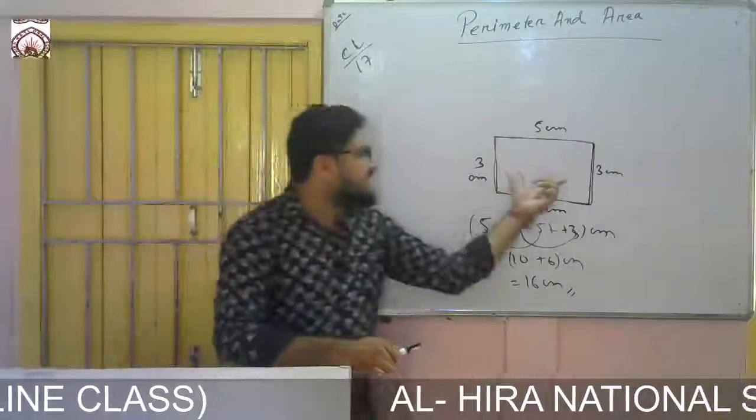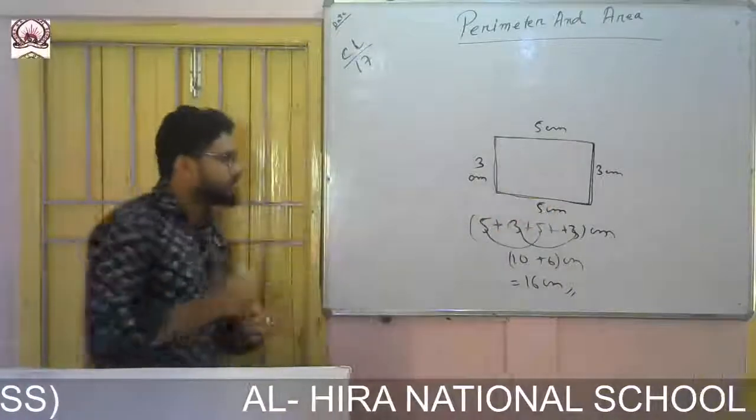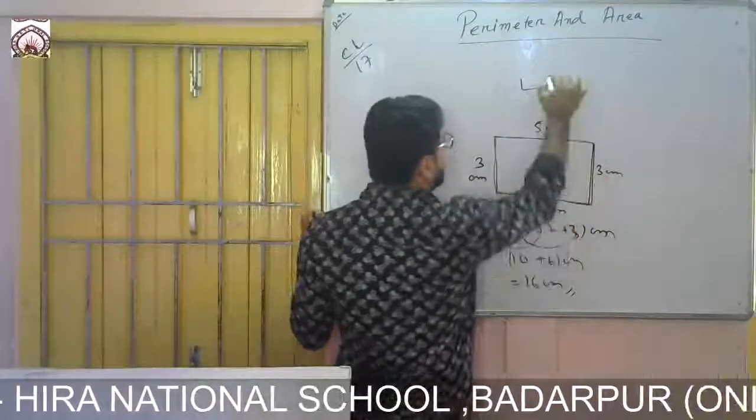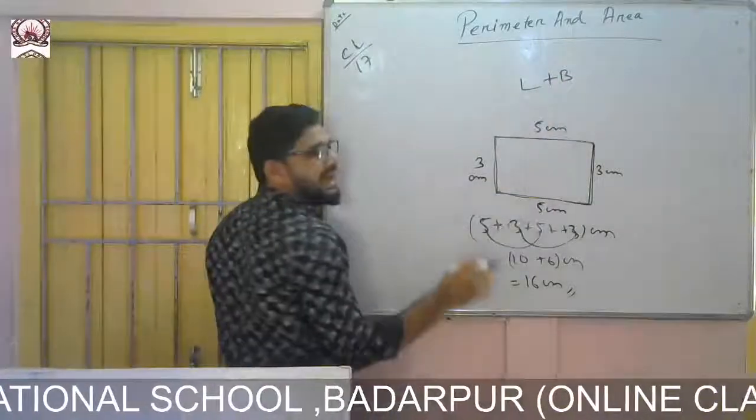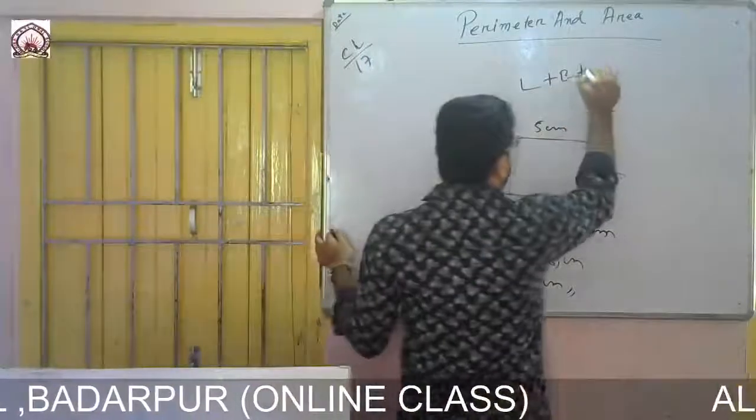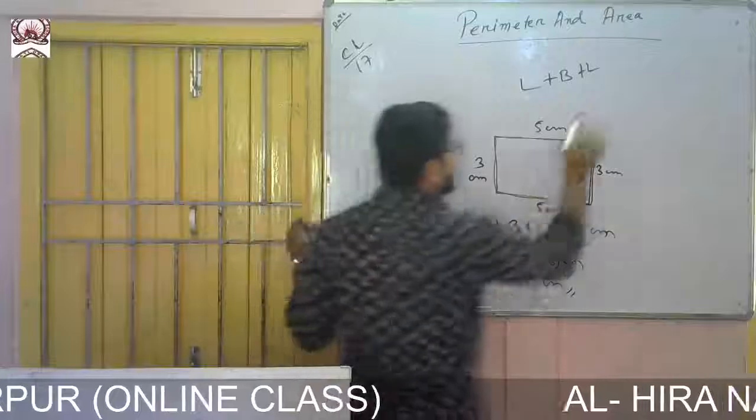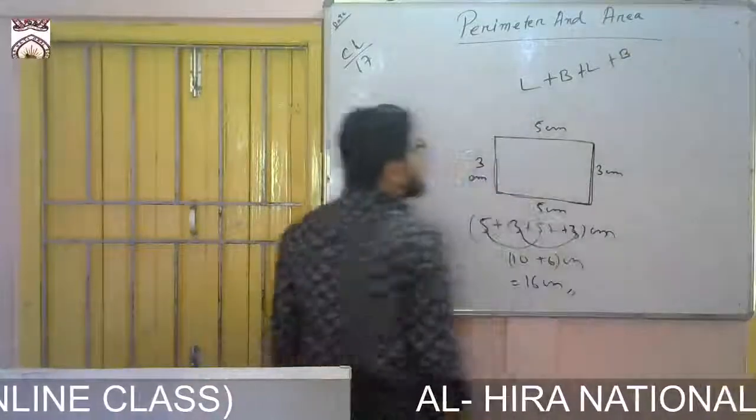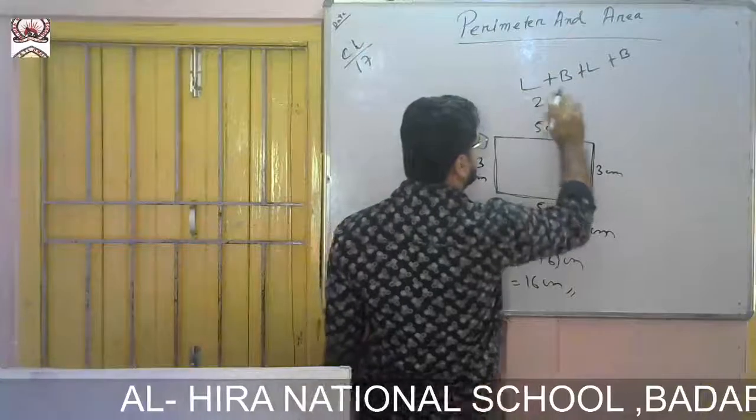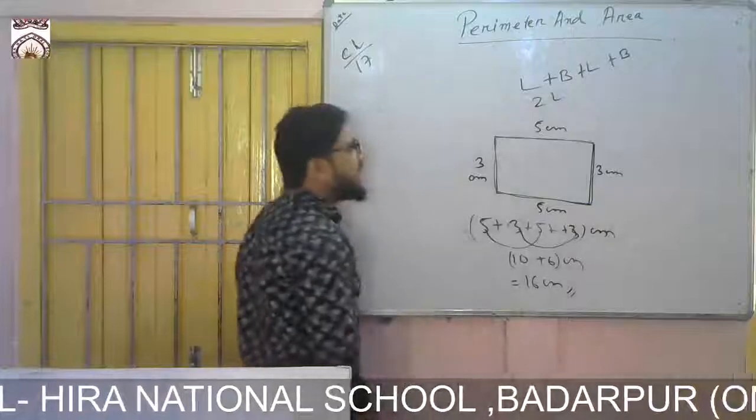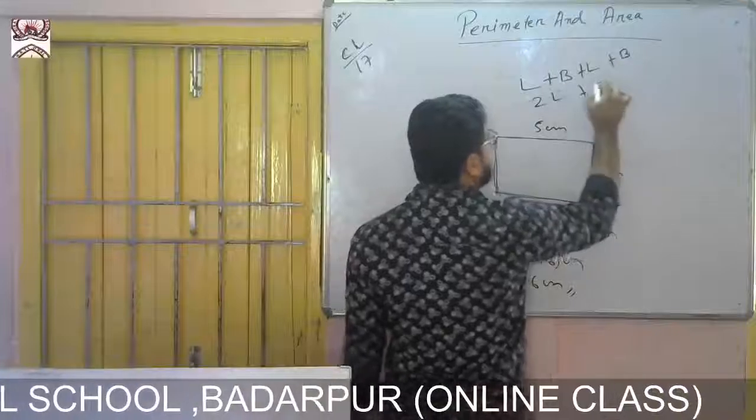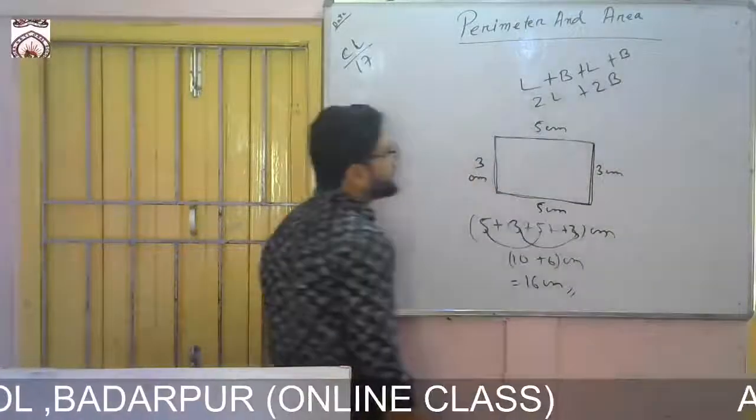From this I can derive one formula. Here you see, this one is length and this one is breadth. Length I am writing with L, and breadth with B, that is the short form. This one is again length, and this one is again breadth. How many lengths? 1, 2, so I can write 2 length, plus how many breadths? 1, 2, so 2 breadth.